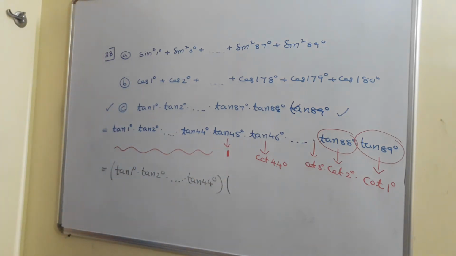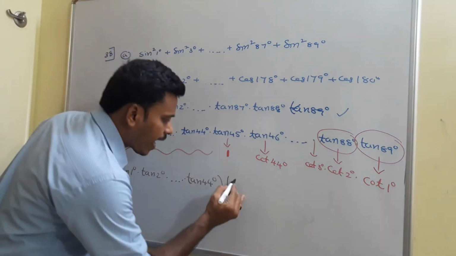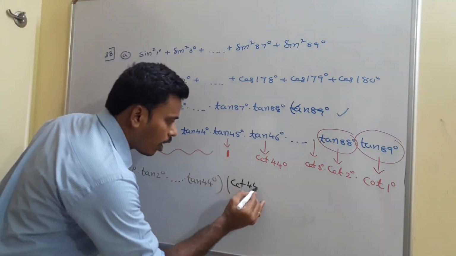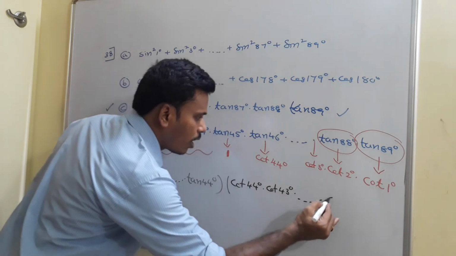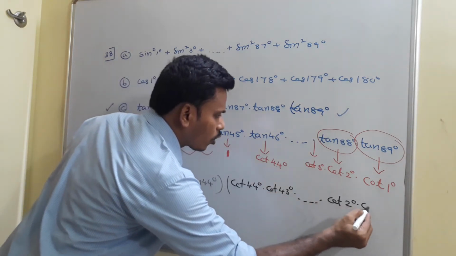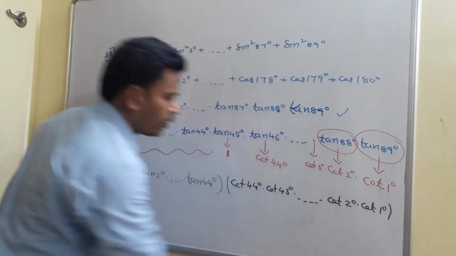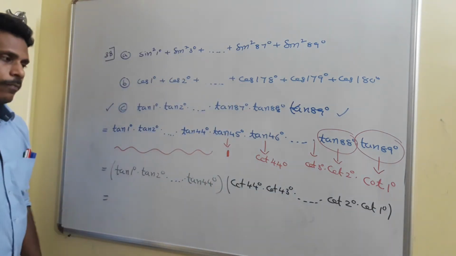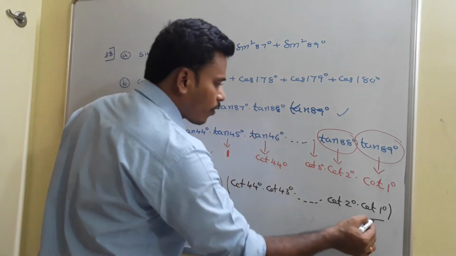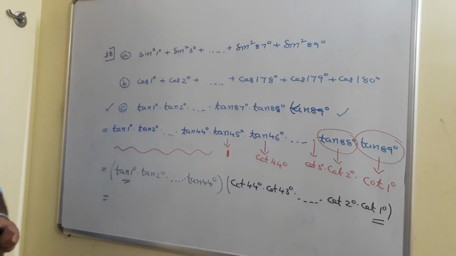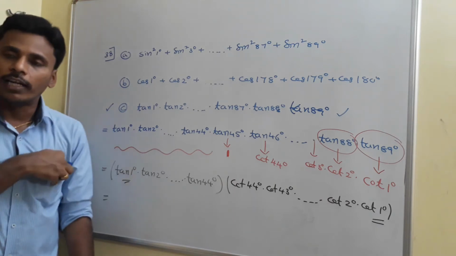Tan 46 is how much actually? Tan 46 I note it as cot 44, cot 44 degrees into cot 43 degrees into and so on into cot 2 degrees and cot 1 degrees. And now look at the products again. See, here at the start I have tan 1, there at the end I have cot 1. What will happen for tan 1 and cot 1 if you multiply?